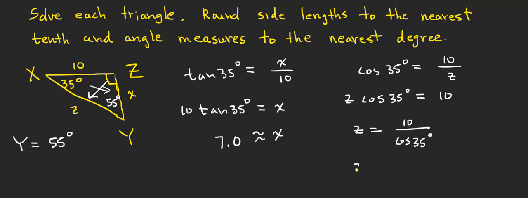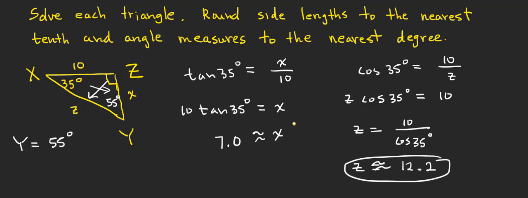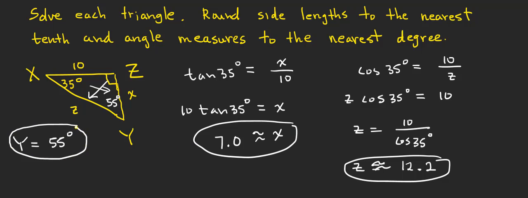And now you use your calculator. And this is approximately 12.2. So now we found z, we found x, and we found the measure of angle y. So we found all the missing components.